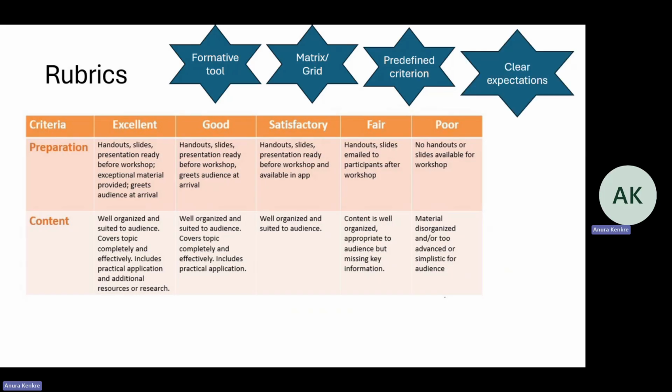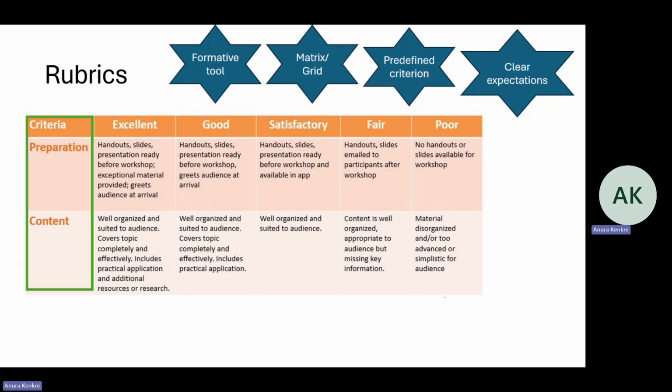But at the same time, understand that it is setting clear expectations, because under each column, you can see that there is a very good description. So for example, if you are saying poor, then for preparation, it means that no handouts or slides were available for a certain workshop. At the same time, if you are saying that the preparation was excellent, then it means that the handouts, slides, presentations, everything was ready before the workshop. Exceptional material was provided and the audience was greeted at the time of arrival. So a rubric is basically setting clear expectations for you as the grader.